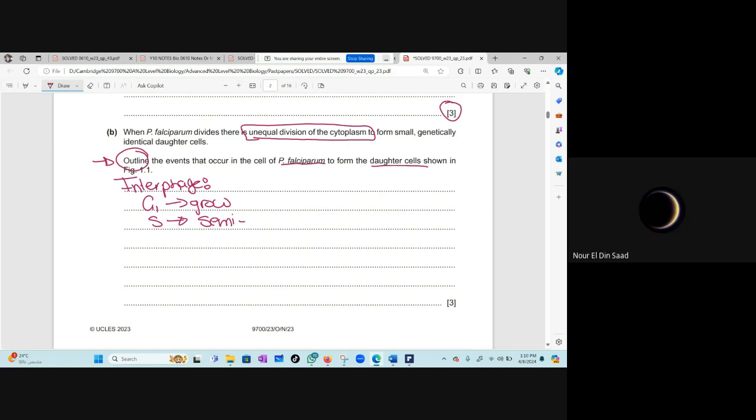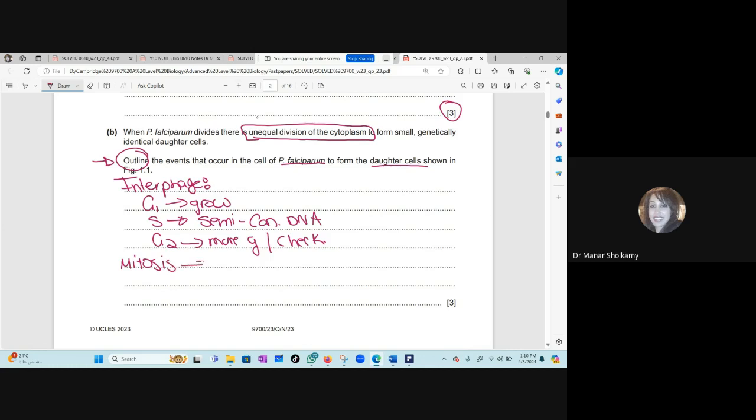Yes. And always, when you refer to replication of DNA, always use the term semi-conservative replication of DNA. Okay. And then you have G2. More growth and errors are checked. Very good. And then mitosis.